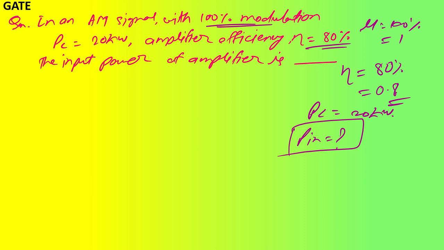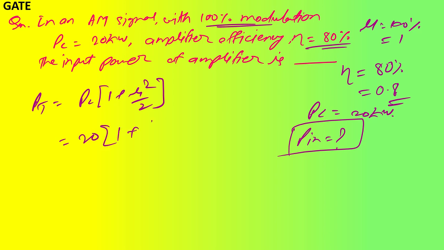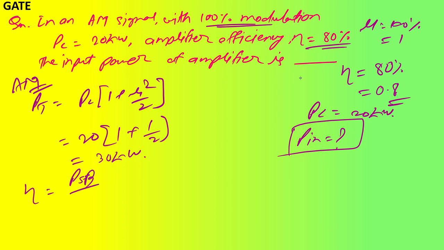You have total power equal to Pc into 1 plus mu square by 2. You have every value. Pc is 20 multiplied by 1 plus mu square, which is 1, by 2. That is going to give you 3 by 2 into 20, that is 30 kilowatt. So the total power in the AM signal is 30 kilowatt. What is your sideband power? Because we want to relate this with the efficiency. The efficiency is related to P sideband by total power or P input.